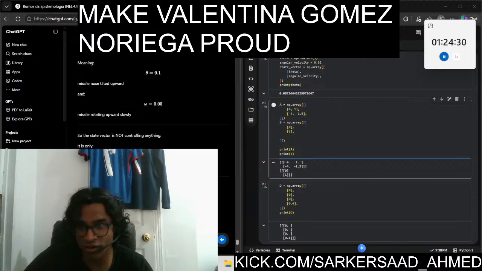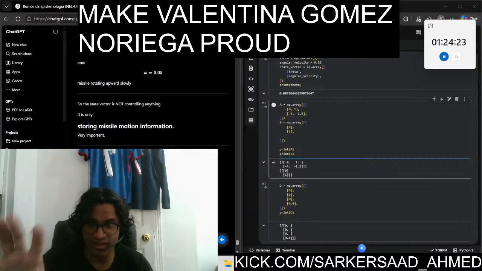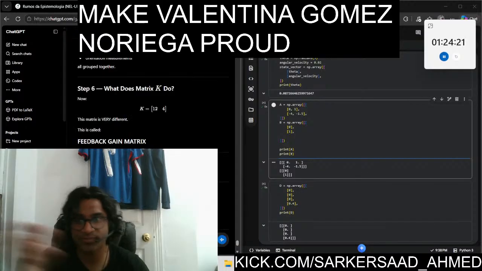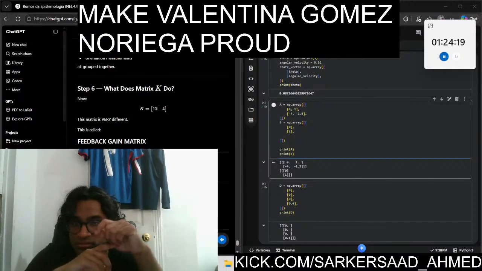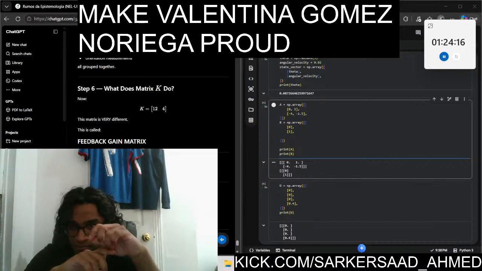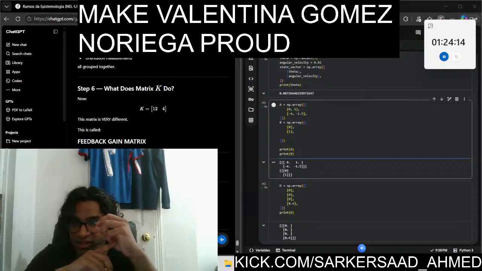So the state vector is not controlling anything, it's only storing the information. The controlling part is the u of t, the thrust vector thing. This x is only for storing. So k, what does k do? This is the feedback gain matrix. Its job is how strongly should we react.